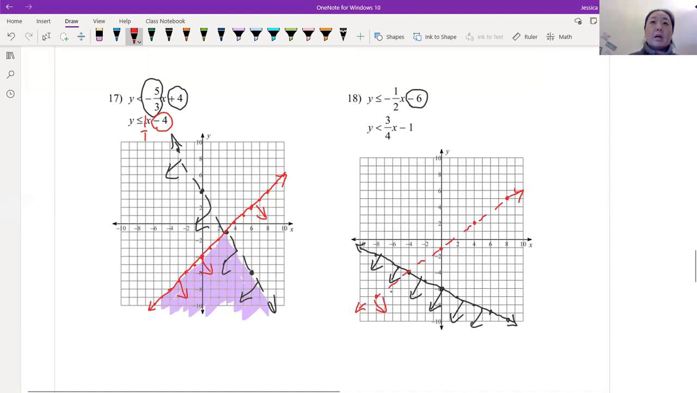And then again, this is going down because it is less than. So what is everything pointing to? The stuff down here.